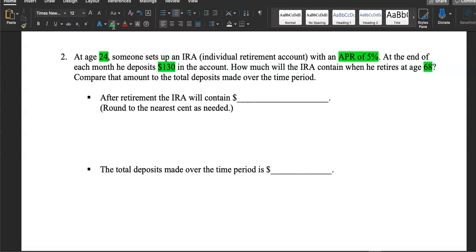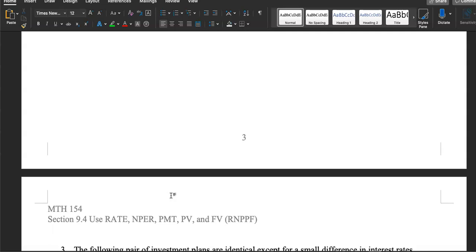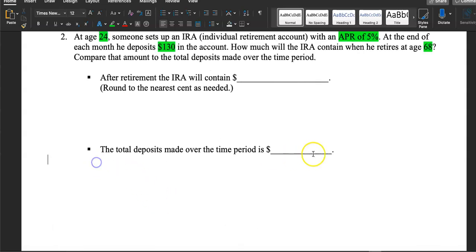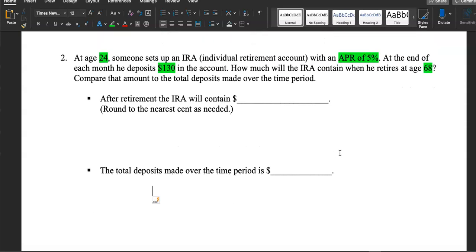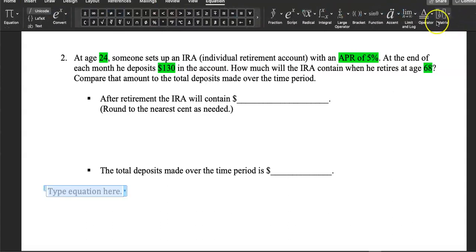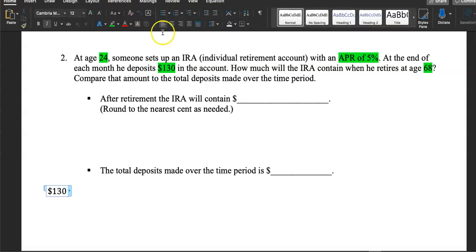Okay, that's long. Compare that amount to the total deposits made over the time period. Now, that one will be very easy. Why don't we do that together right now? Without gaining any interest, guys, no interest. If he just puts in $130, let me try to make it prettier. I'm sorry, I want everything to be good looking. He's putting $130 every month.